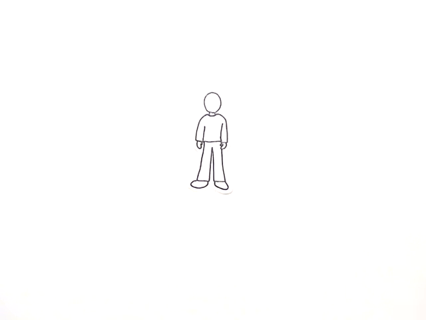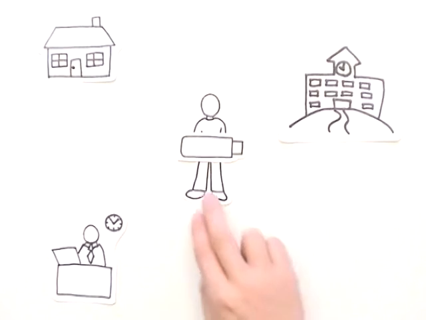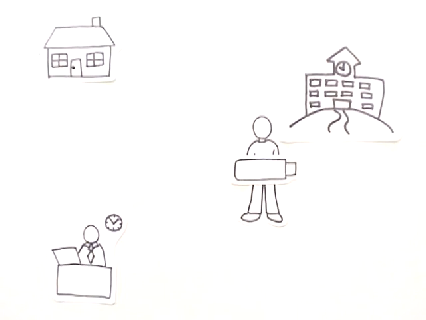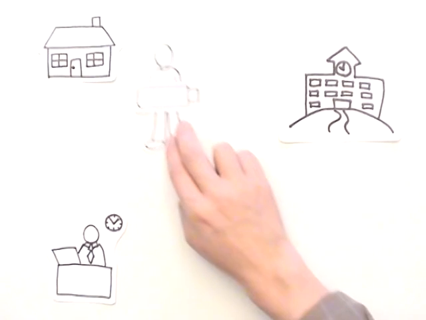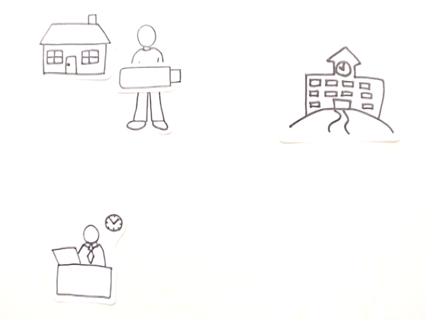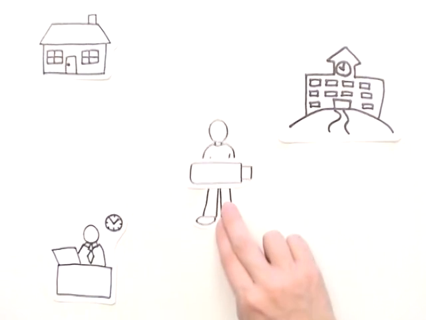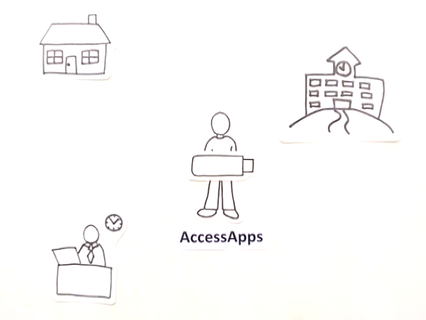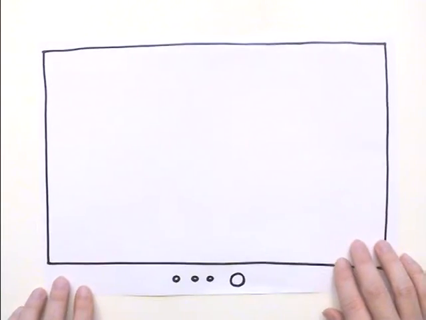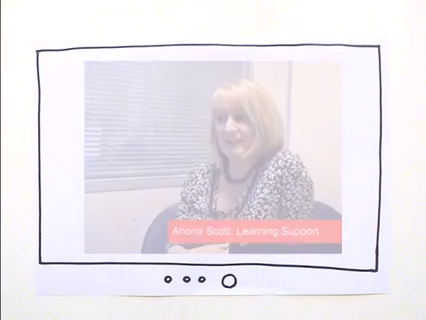The answer arrived in the form of portable applications, which could be loaded onto and run from USB sticks. This meant that students could use the applications wherever they went, wherever there was a Windows PC, home, college, or work, without the need to install programs. Everything they needed would run from the sticks. We decided to call this AccessApps. Listen now as Anona Scott describes how AccessApps is helping her students.